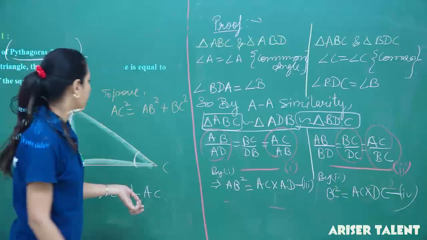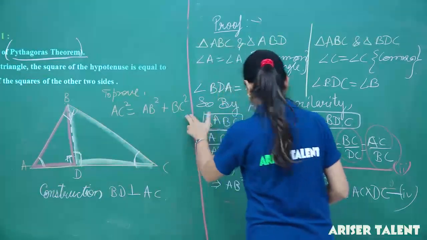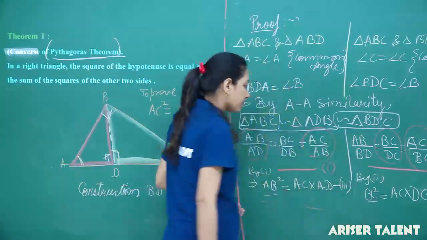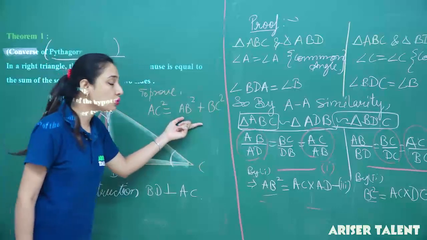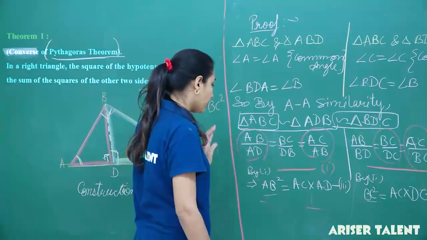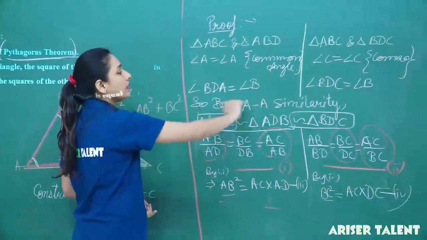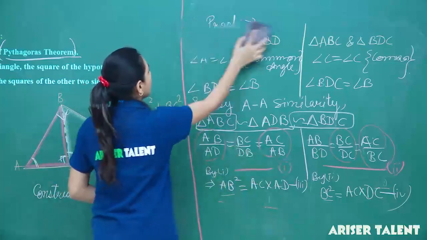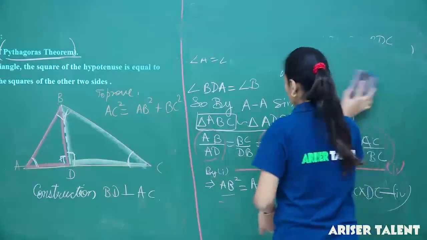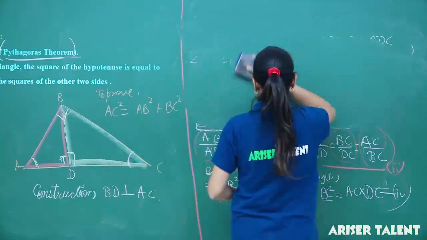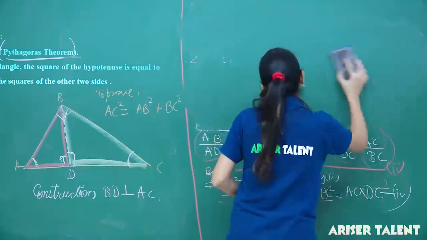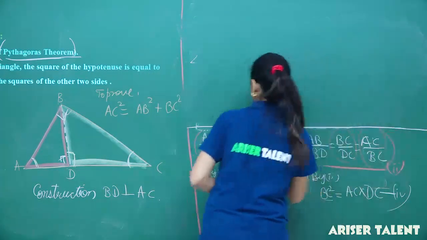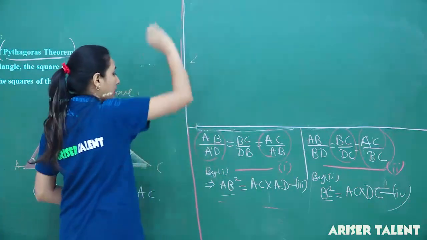Now I want to prove that AB square plus BC square is equal to AC square. Now I have AB square here and BC square here. So I can simply add the equations to get the required result. So my dear students, I am rubbing this part till here. So just note this part. I am creating a line here so that you will not be confused about where it starts and where it ends.